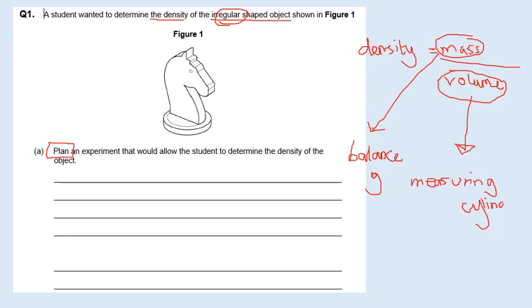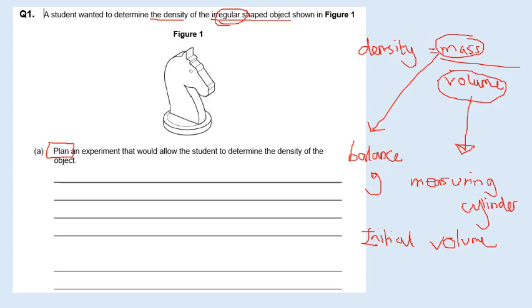And you might want to have the initial volume of water at the beginning, and then you put the irregular object in, don't you? And you work out what the final volume is.